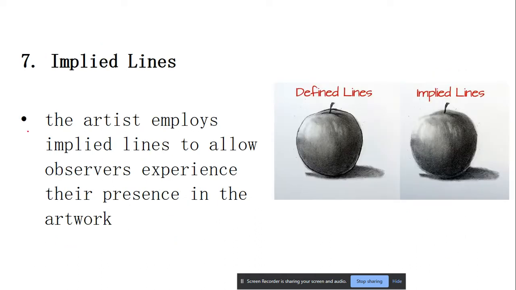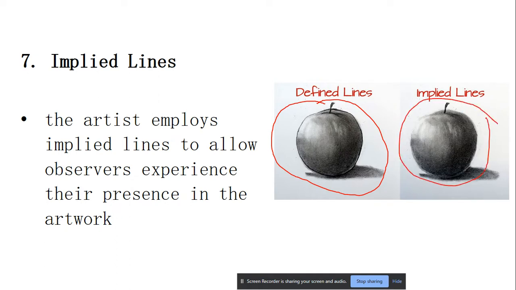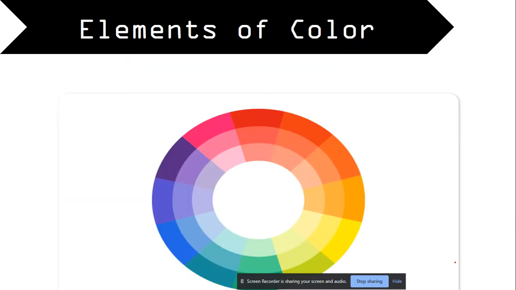Okay. Now let's have these implied lines. The artist employs implied lines to allow observers to experience their presence in the artwork. Just like this. These are the defined lines, as you could see in this picture of this apple. So there's a line here to emphasize something. And for this one, implied lines.